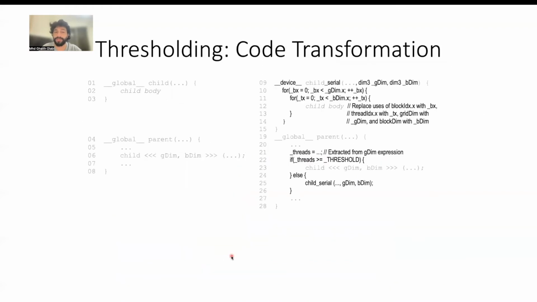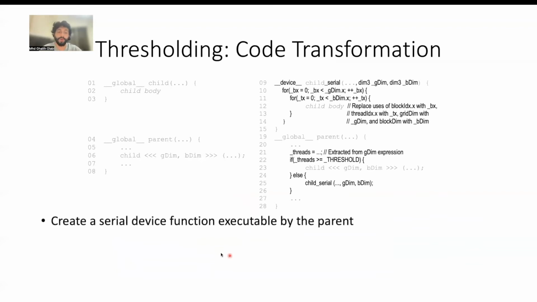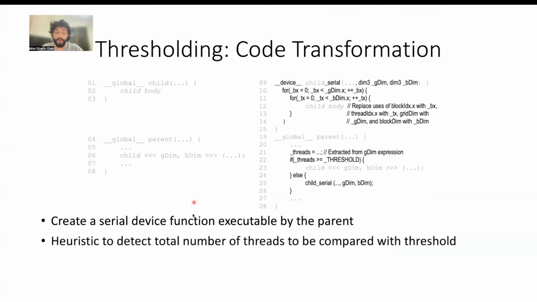So how do we achieve the thresholding? We apply the following code transformation. We create a serial device function that is executable by the parent, which represents the same parallel work done by the child. However, now it's done serially. We also make use of a heuristic to detect the total number of threads to be compared with the threshold.